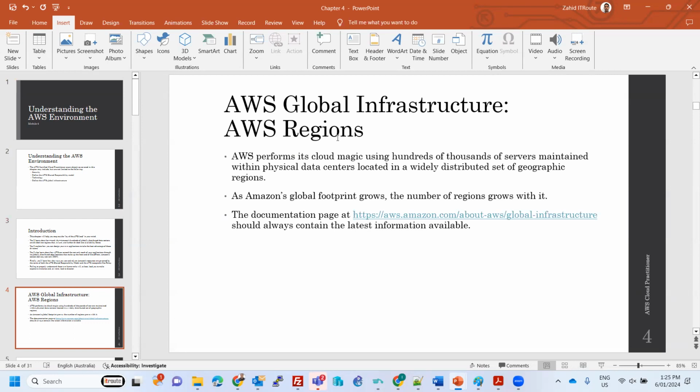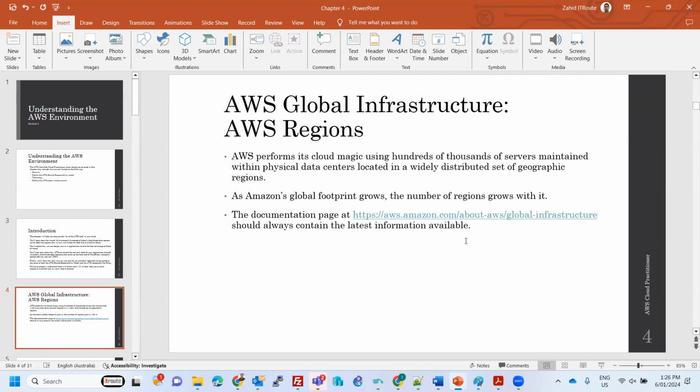AWS global infrastructure, we call it AWS regions. AWS performs its cloud magic using hundreds of thousands of servers maintained within physical data centers located in a widely distributed set of geographical regions. Let's say Sydney, we have the data centers, and AWS resources are running over there. Close to Muscat, Alexandria, there are data centers. As Amazon's global footprint grows, the number of regions grows with it. The documentation page should always contain the latest information available.